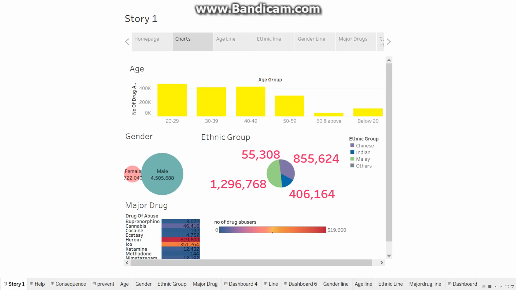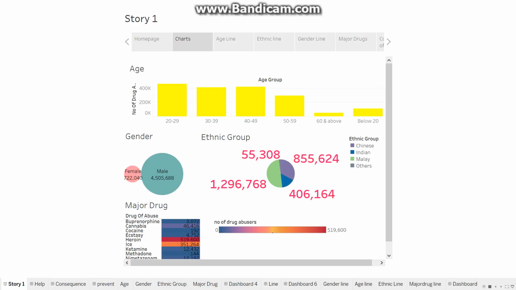And these are the charts that I've generated after I've cleaned my data that I obtained from data.gov.sg. And the four data that I've used is age group, gender, ethnic group, and major drugs. And the first chart you see will be the age chart. In order to achieve this bar chart, I use the variable age group and sum of number of drug abuser.